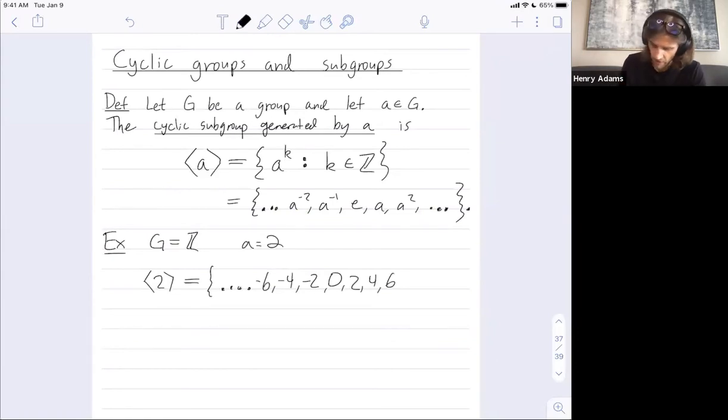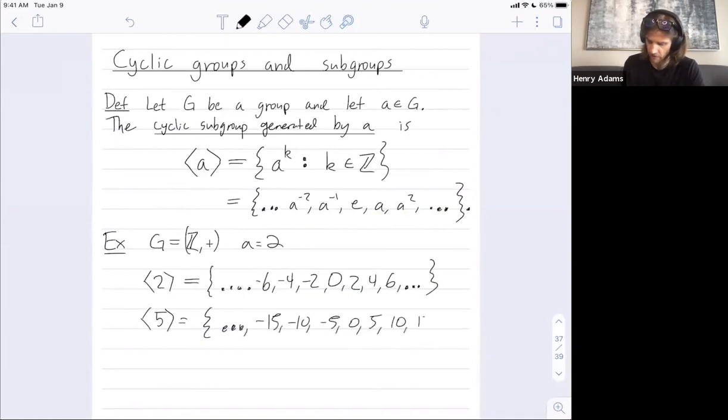So addition is the operation here. So in additive notation, A squared is A plus A, A cubed is A plus A plus A, etc. And the cyclic subgroup generated by 5, for example, is just all multiples of 5. So negative 15, negative 10, negative 5, 0, 5, 10, 15.